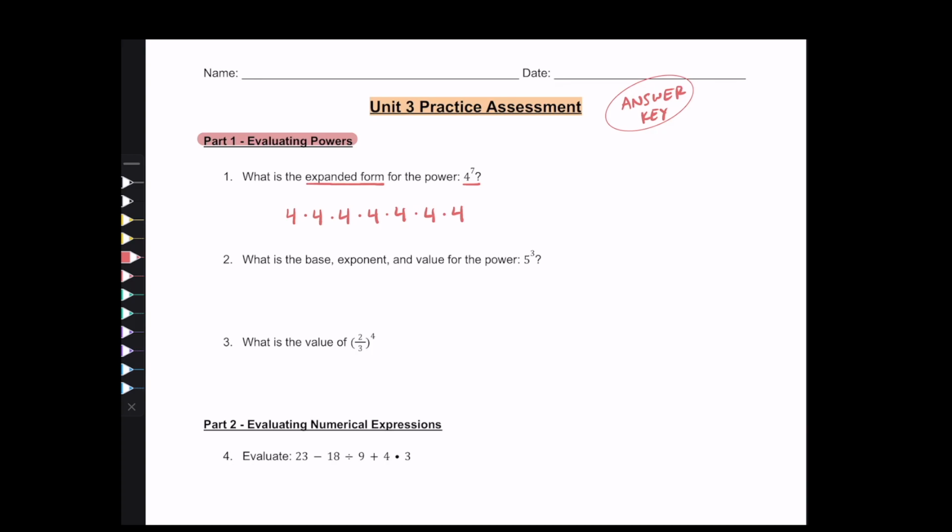For number 2, what do we have to do? We have to find the base and the exponent and then the value for this power. The base is just the number that we're multiplying over and over, so the base here is going to be 5. The exponent is telling us how many times we're going to multiply the base together, so the exponent is going to be 3. And then the value here is going to be 5 times 5 times 5. So 5 times 5 is 25, and 25 times 5 is going to be 125. So that's going to be the value for this power.